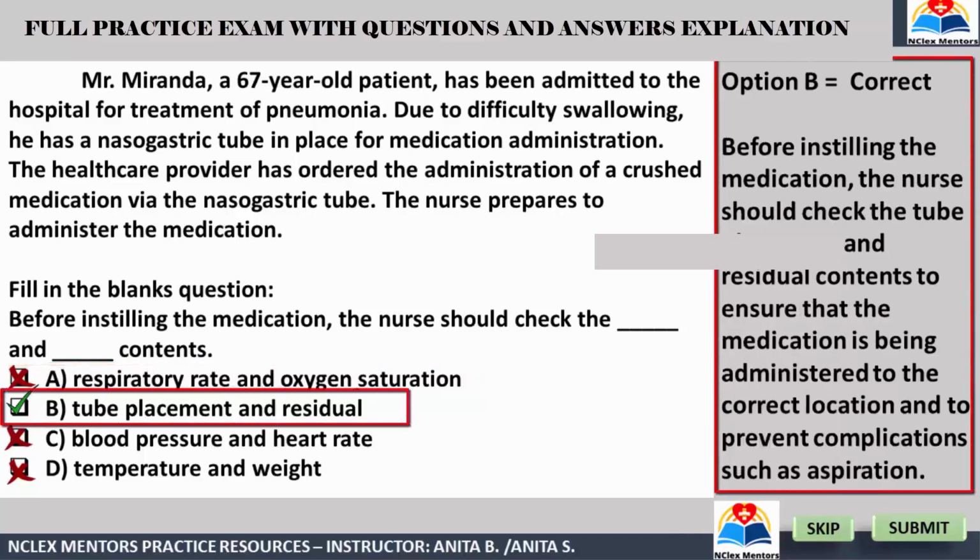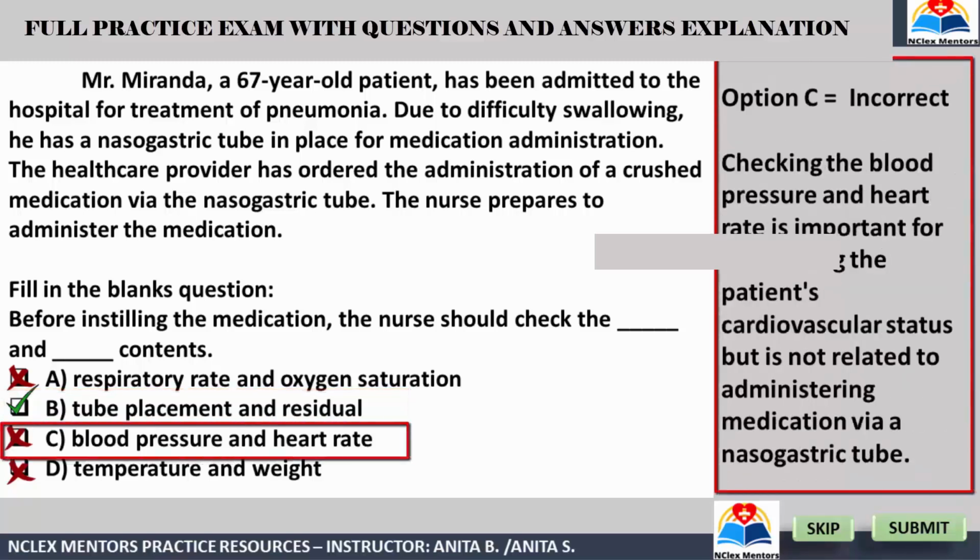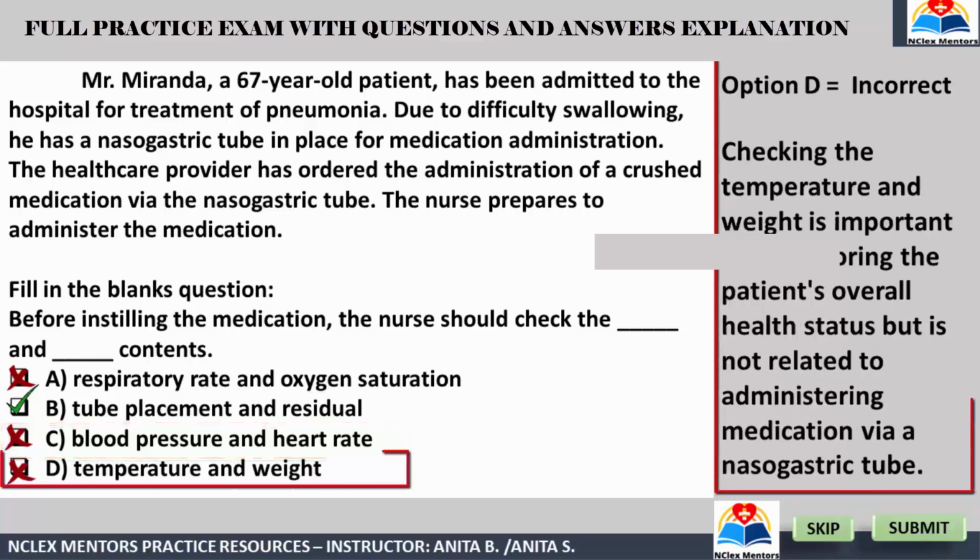Option B, this is the correct answer. Before instilling the medication, the nurse should check the tube placement and residual contents to ensure that the medication is being administered to the correct location and to prevent complications such as aspiration. Option C, checking the blood pressure and heart rate is important for monitoring the patient's cardiovascular status, but is not related to administering medication via a nasogastric tube. Option D, checking the temperature and weight is important for monitoring the patient's overall health status, but is not related to administering medication via a nasogastric tube.